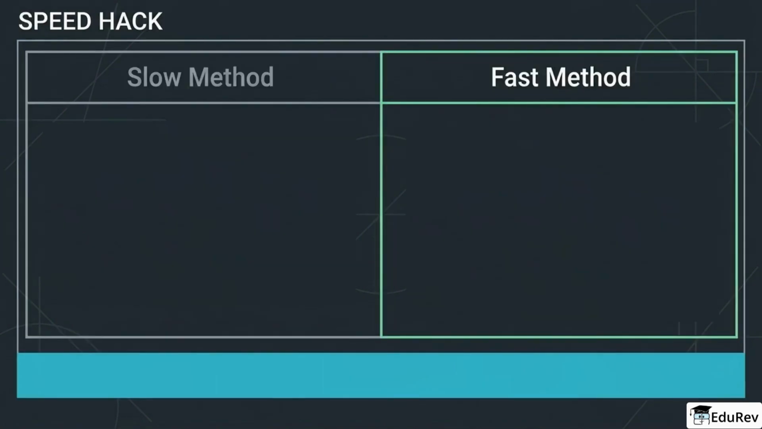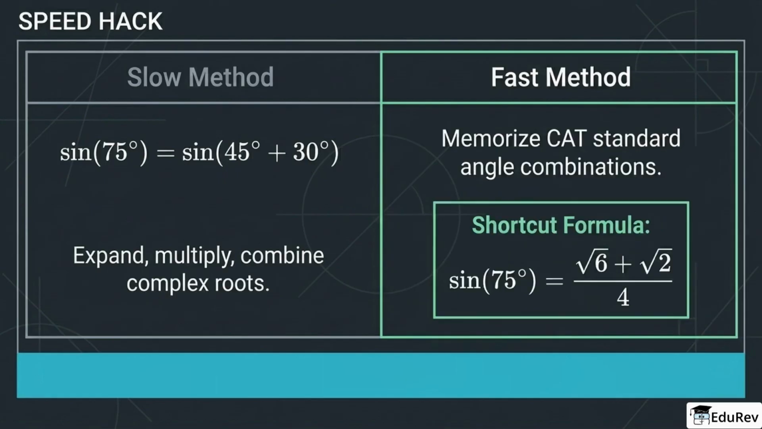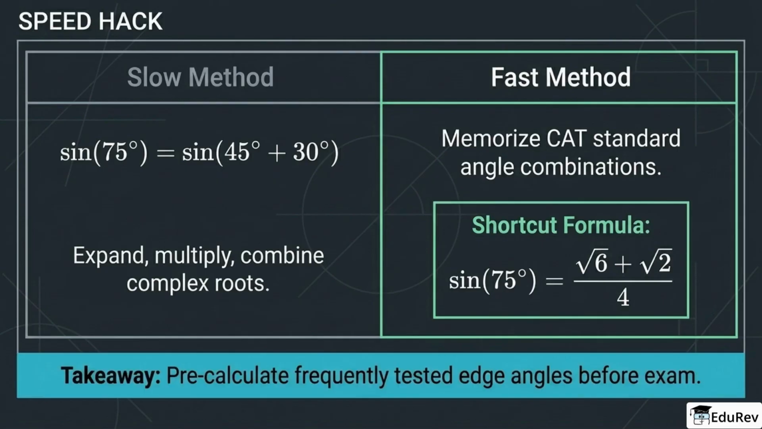The speed hat shows how much faster things become when you memorize the standard angle combinations. For 75 degrees, you do not need to expand everything every time if you already know the exact value. The slow method works, but the fast method wins in exams because it removes unnecessary algebra. The takeaway is practical and clear. Pre-learn the high-frequency angles so you can answer instantly instead of rebuilding the result each time.